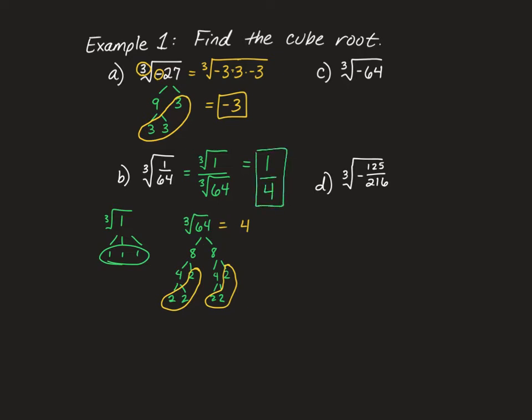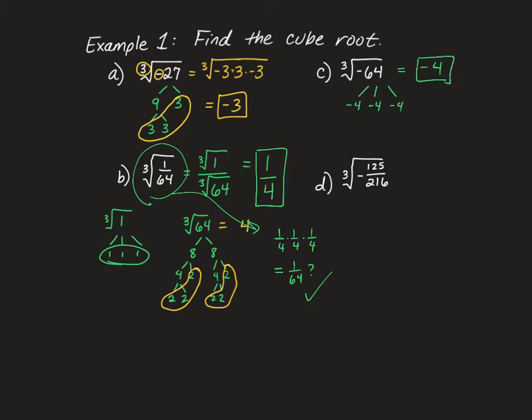Now if we look at this again and see if this makes sense. Okay, look back at the original one. Does 1/4 times 1/4 times 1/4 equal 1 over 64? And yes, it does. So we got it right. On letter C, we're doing the cube root of negative 64. Now we just learned on letter B that the answer has to be 4, but in this case it's going to be negative 4 because negative 4 times negative 4 times negative 4 will be negative 64. So the answer is negative 4.